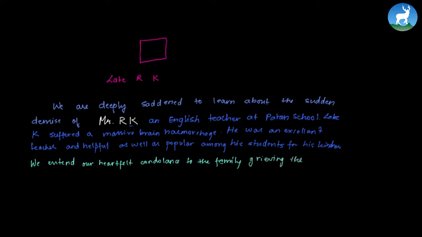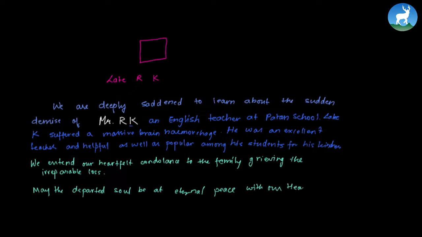Now this is the end of your condolence, but we are not done yet because we need to state who we are. So, class 9 students, Patton School, Kathmandu. You can also add the date of birth of the person and date of death. Date of death of the person. So this is an obituary.